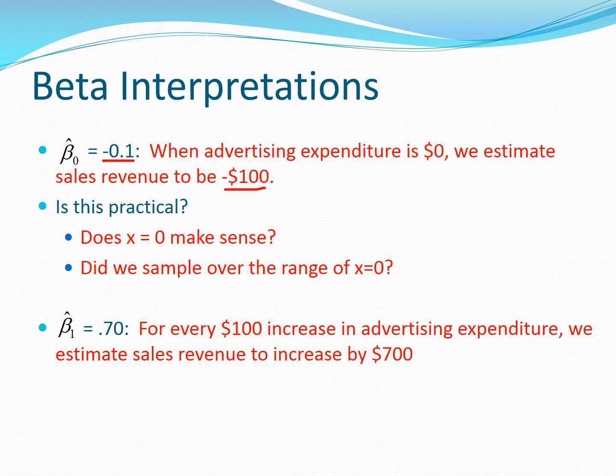Likewise, don't interpret something when x is equal to 0, and that's the y-intercept. A lot of times, the y-intercept interpretation is iffy. It's not practical. So you've got to be careful with that one. The slope interpretation, that's not iffy. And so let's take a look at that. That was the 0.7 value.